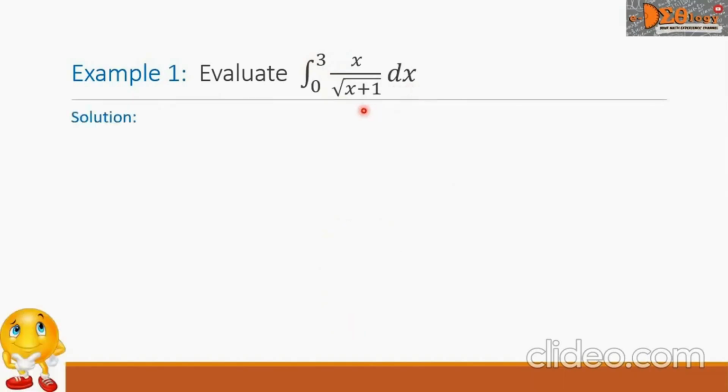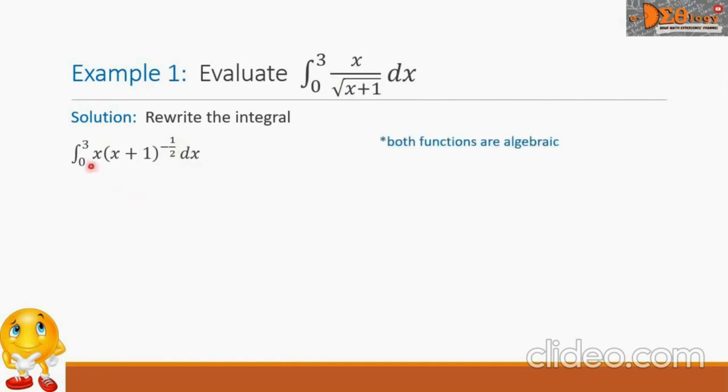For our solution, let us rewrite this integral showing that the radical here is a fractional exponent. And then we will show this x plus 1 in the numerator. Thus, we will have a negative exponent. So we have now the integral from 0 to 3 of x times the quantity x plus 1 raised to negative 1/2 dx. We can observe here that both of the functions are algebraic.